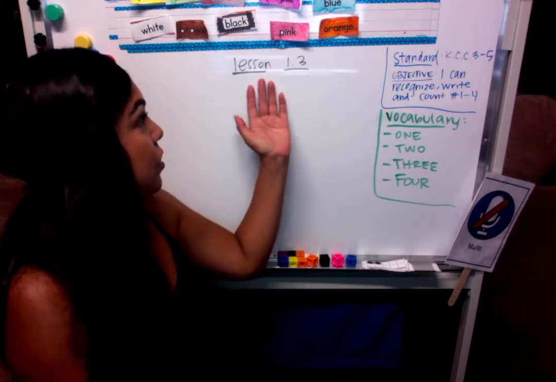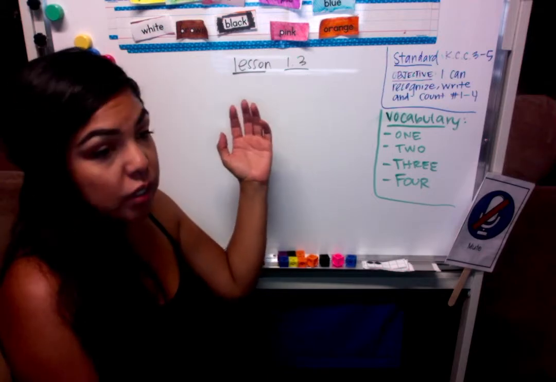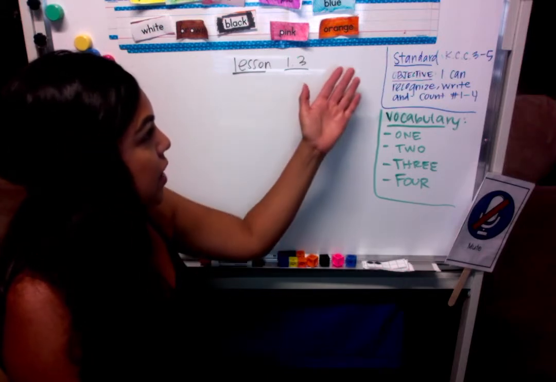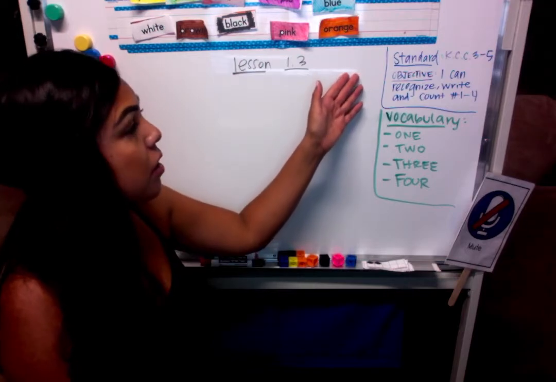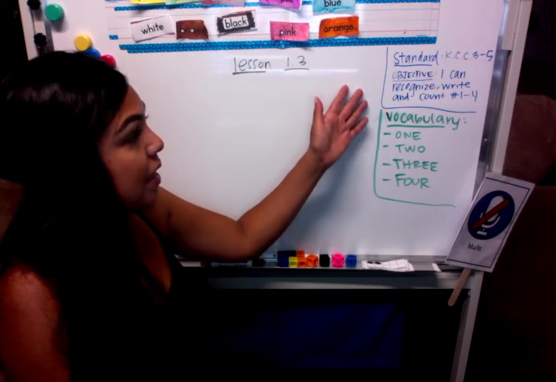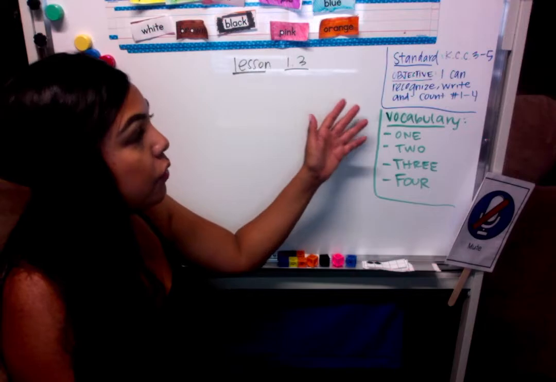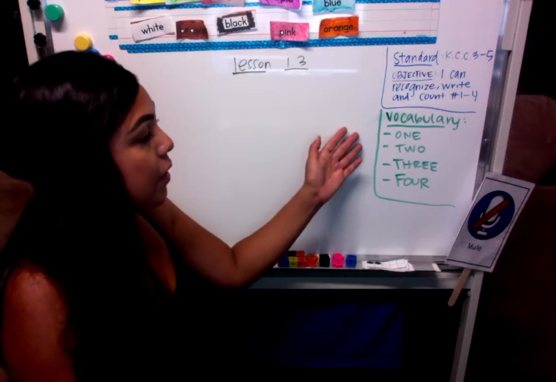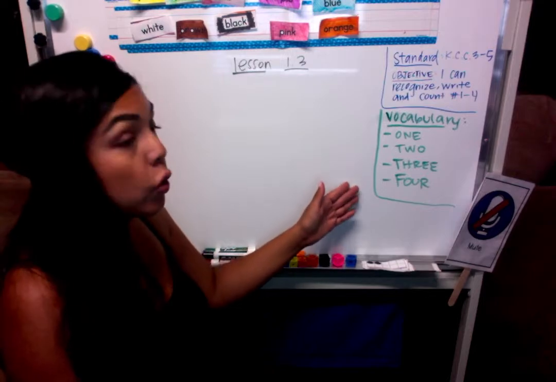Today we are going to do lesson 1.3. This one is for standards KCC 3.5. That's counting cardinality for kinder. Our objective is: I can recognize, write, and count numbers 1 through 4. Vocabulary we have is 1, 2, 3, 4.